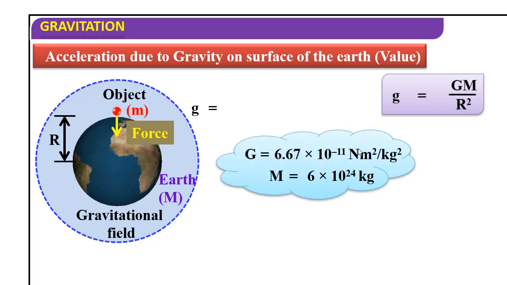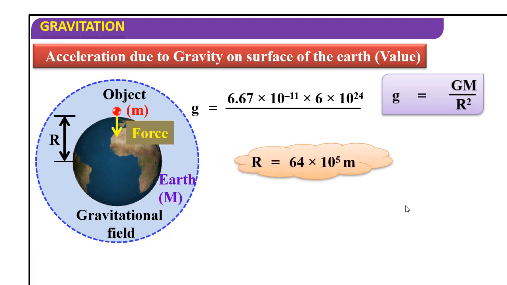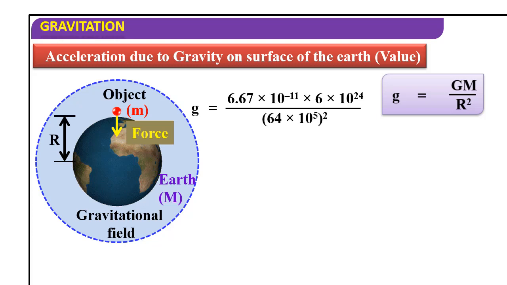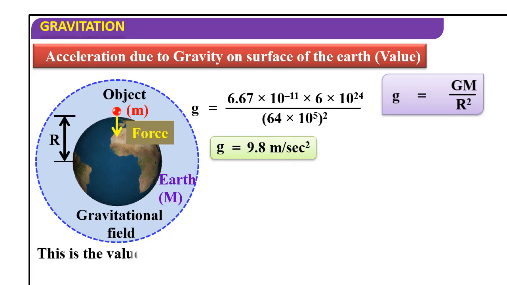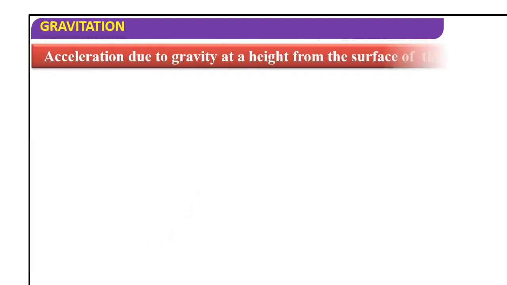So the G value is there and the M value is there. If we substitute these two, along with the radius of the earth, then we will get the value of g. The radius is equal to 6000 kilometers. If we substitute, we will get 9.8 meter per second square. This is the value of acceleration due to gravity on the surface of the earth.